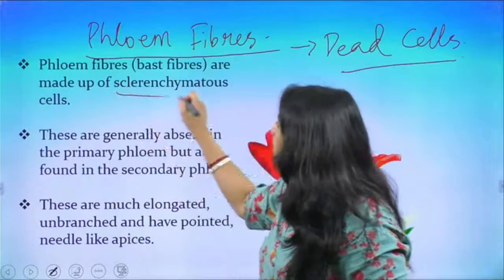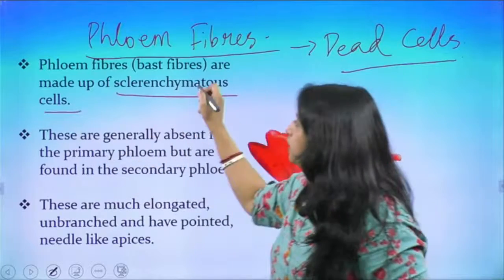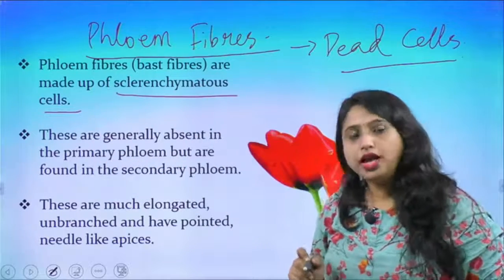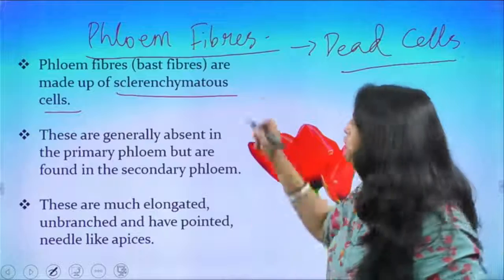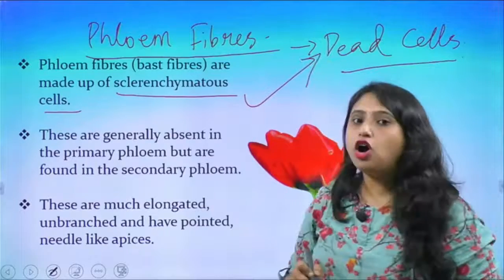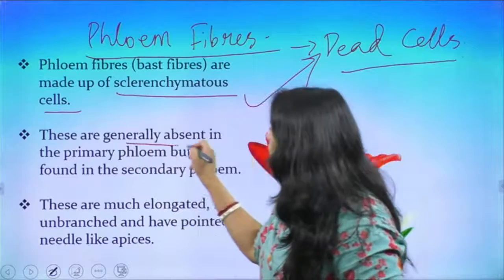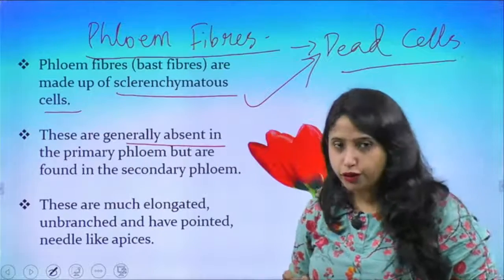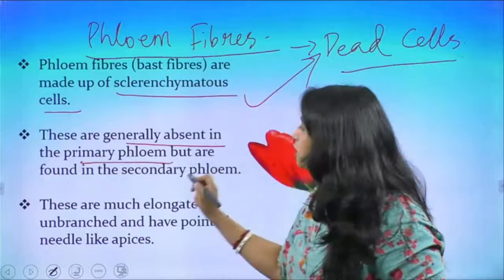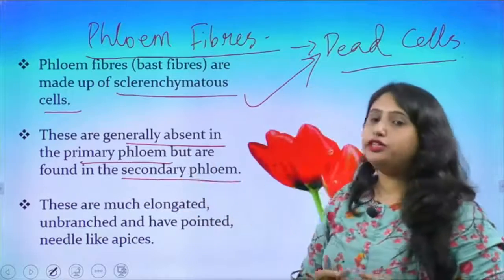So they are made up of which type of cells? Sclerenchymatous cells. As you know, sclerenchymatous cells are always dead cells. They are not living cells and they have got thick cell wall. So they are generally absent in the primary phloem. Yes, but are found in the secondary phloem.